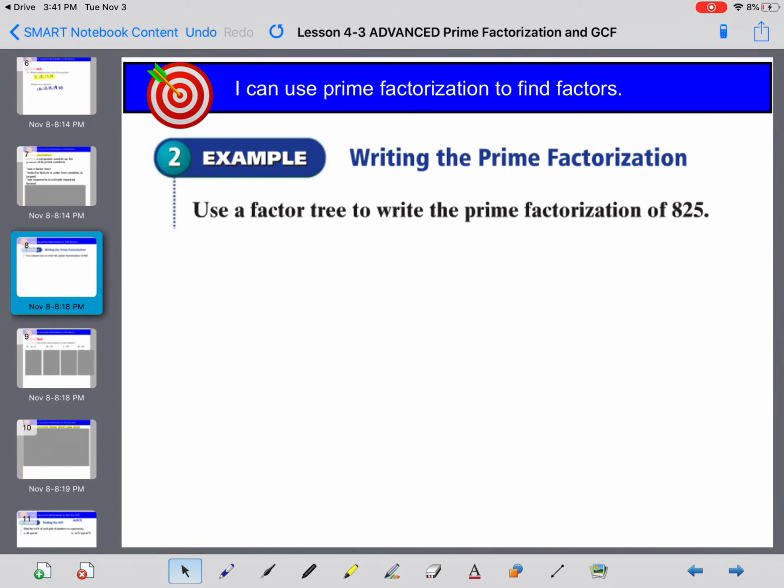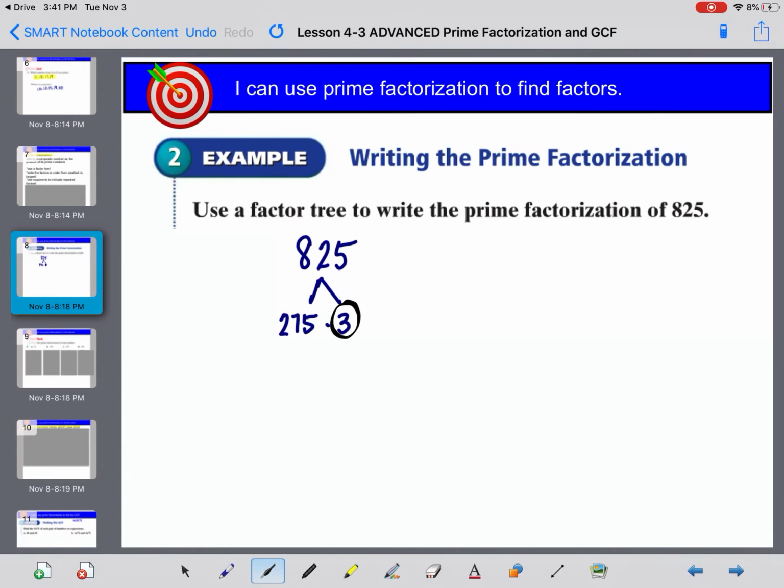Use a factor tree to write the prime factorization of 825. Well, you are going to start off, you write 825 here. Then I start thinking about what numbers go into 825. When I look at the number 825, I start using my divisibility rules. So I'm going to start with 8 plus 2 is 10, 10 plus 5 is 15, 15 is divisible by 3, so I'm going to say 275 times 3. Now, you might have noticed it ends in a 5 and divided it by 5 first. That would be okay too.